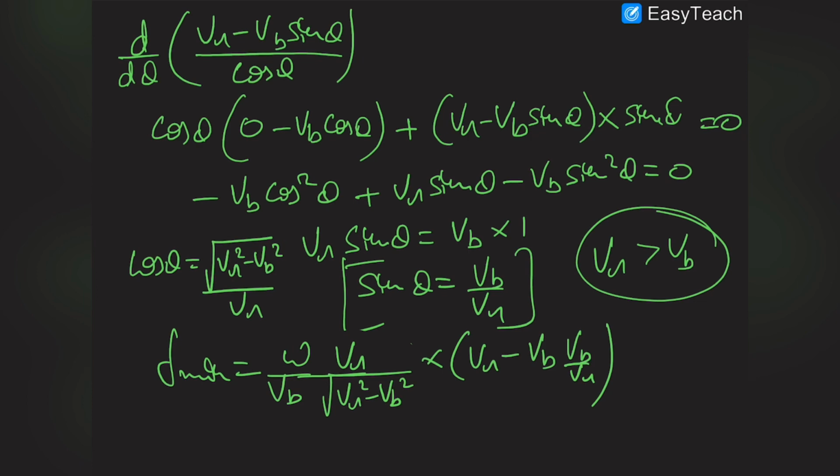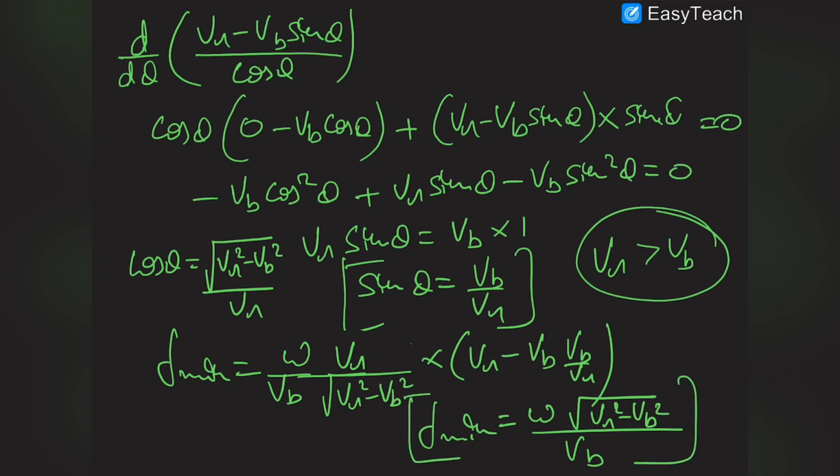So you can see that VR would be cancelled out, and del minimum will be equal to, we would take the LCM, and the term would be under root of VR square minus VB square in the numerator, and in the denominator there would be a term of VB, because this VR and this VR would cancel out. So this is the minimum drift of the boat with which it would cross the river.